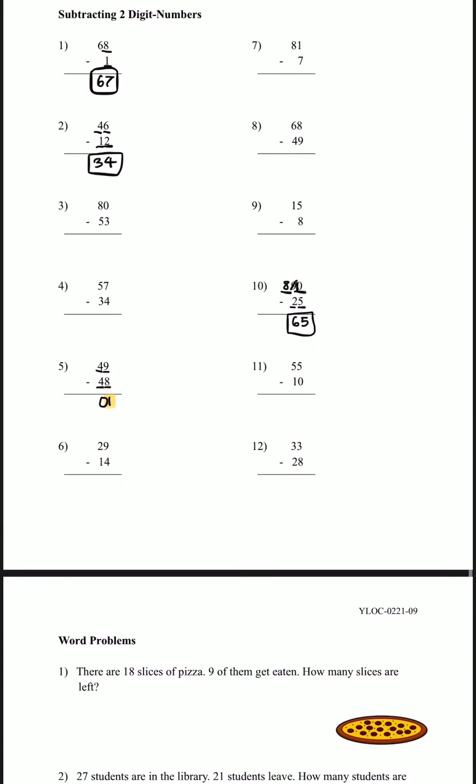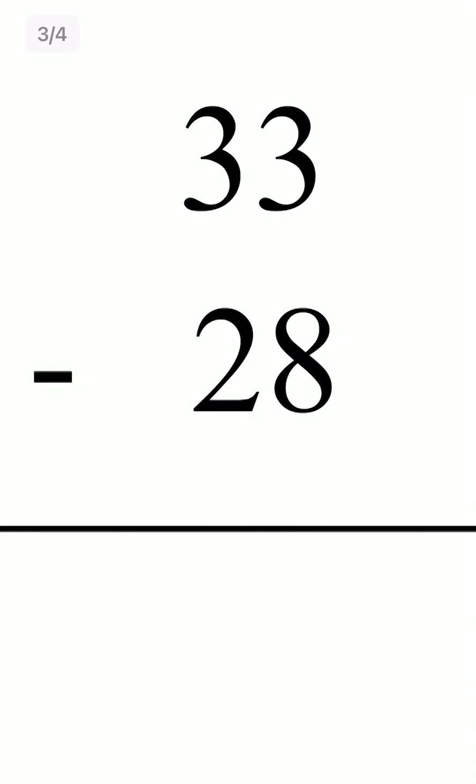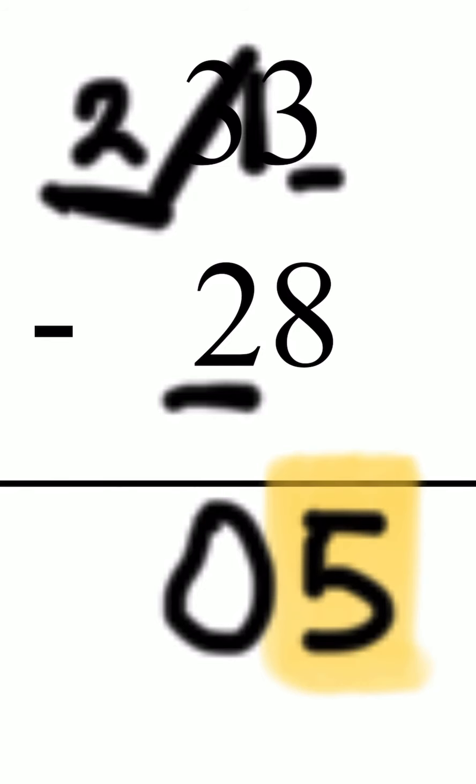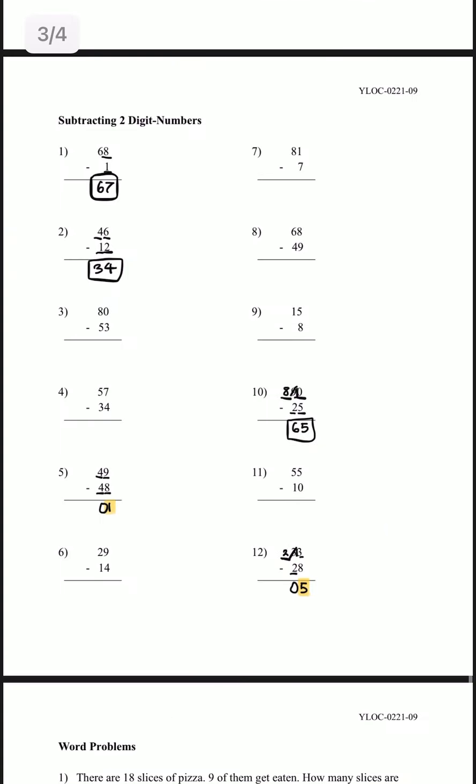Let's look at number 12. We need to do 3 minus 8, but 8 is greater than 3, so we need to borrow from 3. And 3 was changed to 2. And this 3 was changed to 13. And 13 minus 8 is 5. And 2 minus 2 is 0. So 5 is the answer for number 12. Let's move on to the next page.